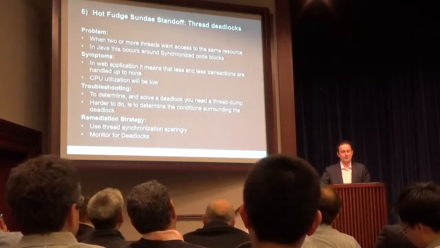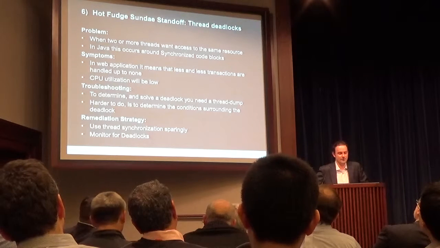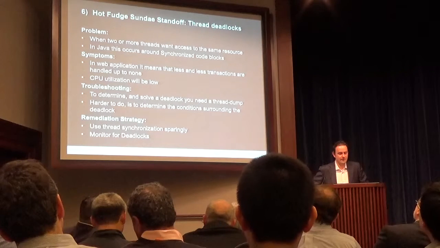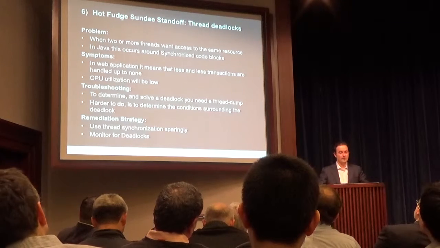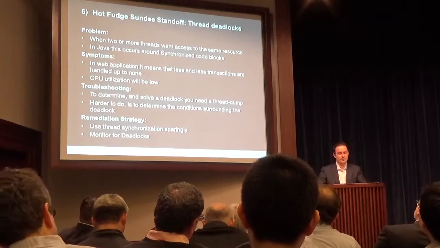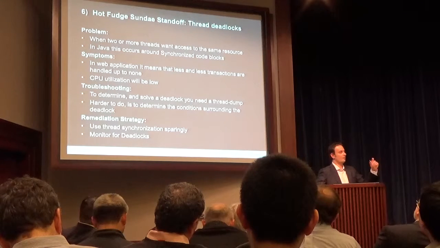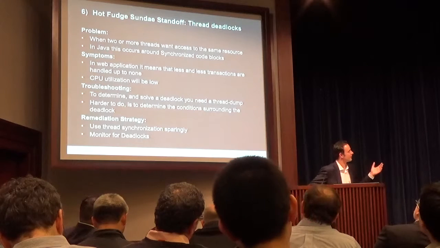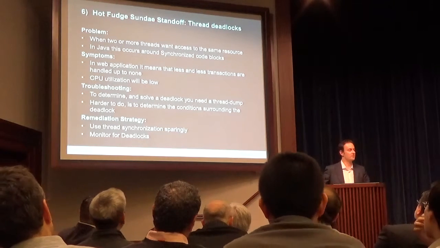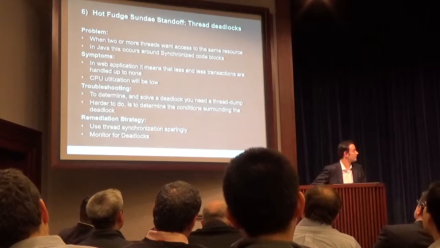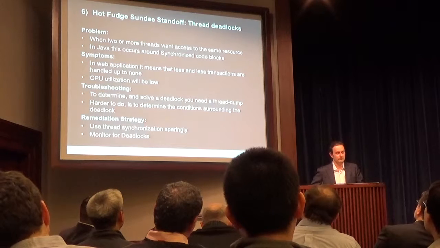So the problem is when two or more threads want to access the same resource. In Java this occurs when there's a synchronized code block. The symptoms, this is an interesting one: in a web application, it really means that less and less resource is available, so less and less users can use the application. All of a sudden you have a node where a user is trying to access it and nothing happens. And you look at the CPU utilization, memory, everything is great. From an infrastructure perspective, everything is great. Your memory utilization in the JVM is also really good. So what is going on?